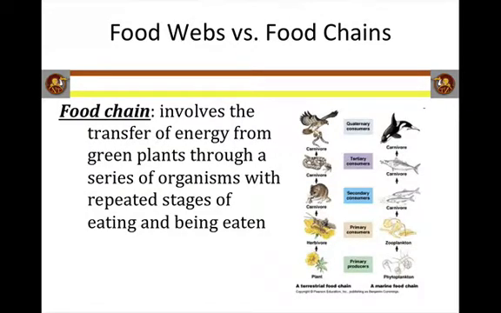Right? A food chain is something that involves a transfer of energy from green plants through a series of organisms with repeated stages of eating and being eaten. A food chain, as you see right here, it's a single chain starting with a plant, going to a herbivore, then a carnivore, carnivore. Alright? This is a terrestrial or a land food chain. Over here on the right, we have a marine food chain. Starts with a type of plant into another animal. The others is just a single strand, which is why we call it a chain.